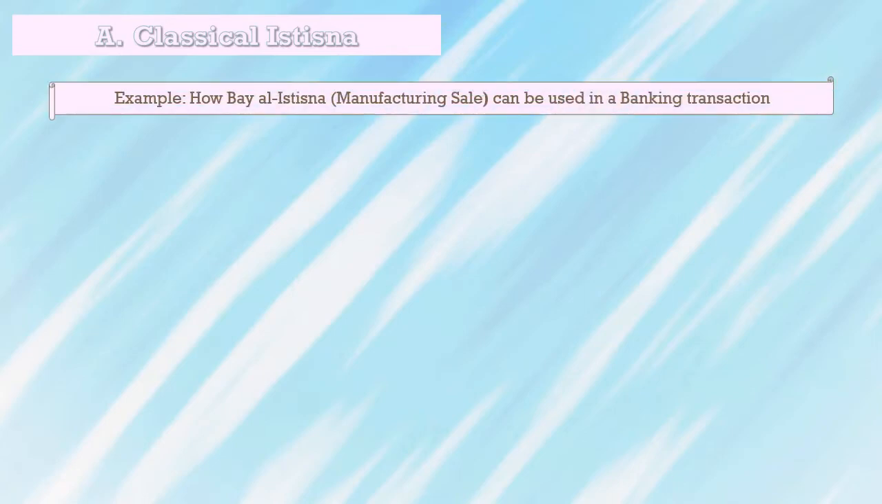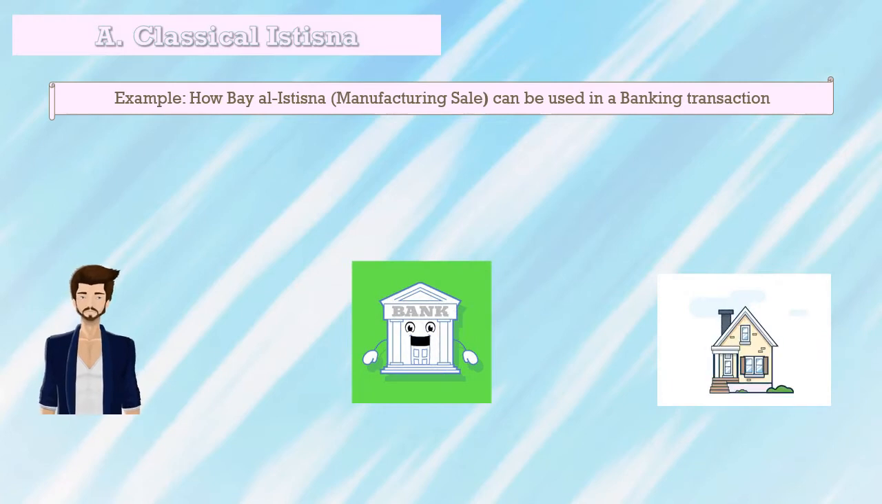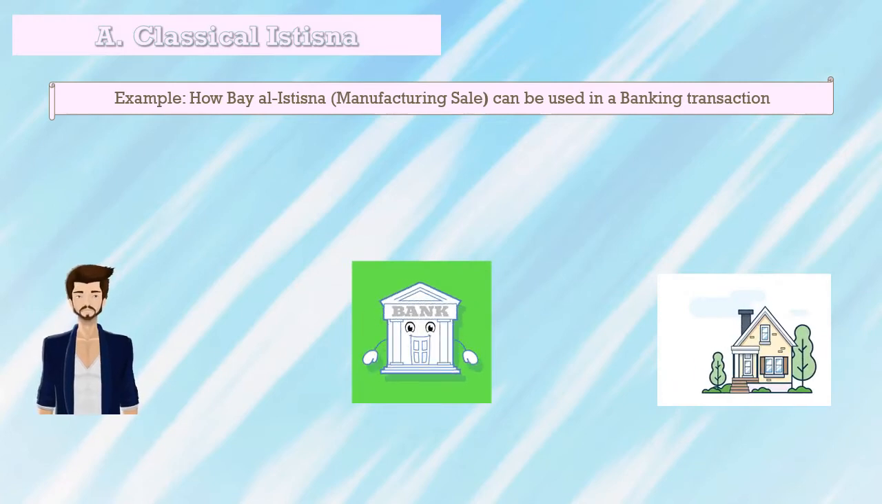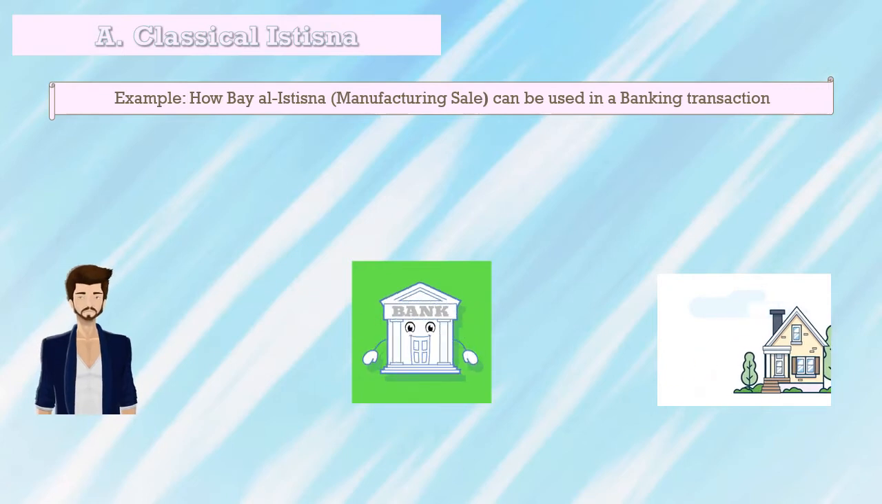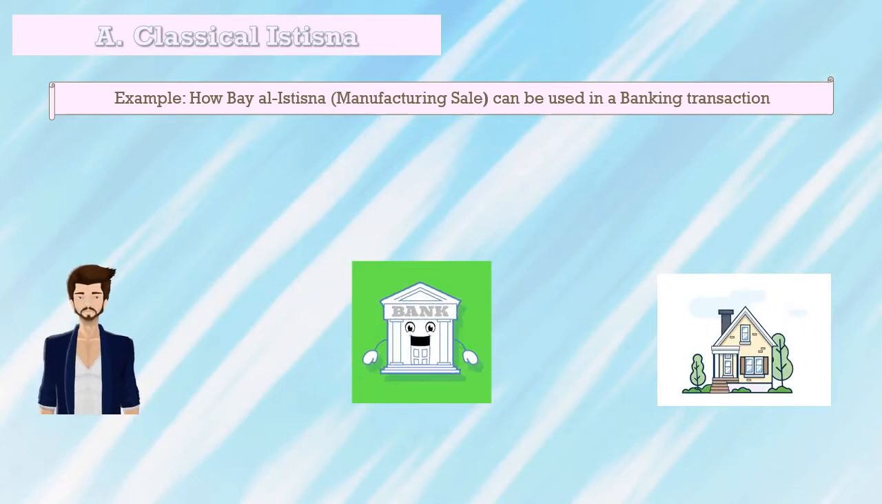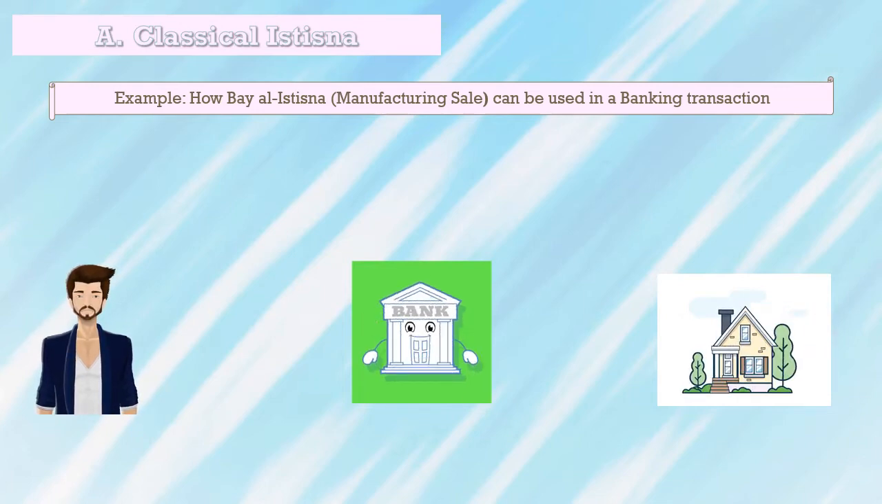The first one is classical istisna. For example, how Bai Al-Istisna can be used in a banking transaction. Mikhail requests the manufacturer to construct for him a house for a price agreed upon, payable over a pre-agreed period of time or on a cash basis, to be delivered on a stipulated date.